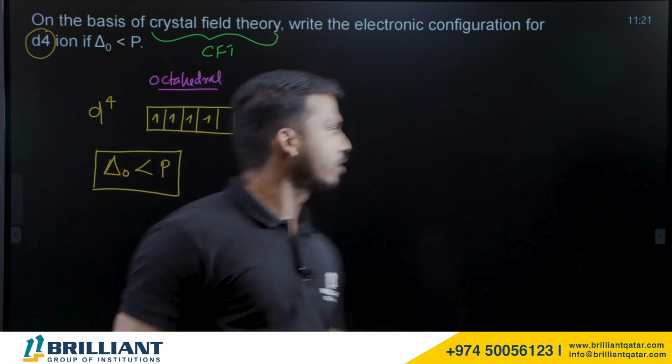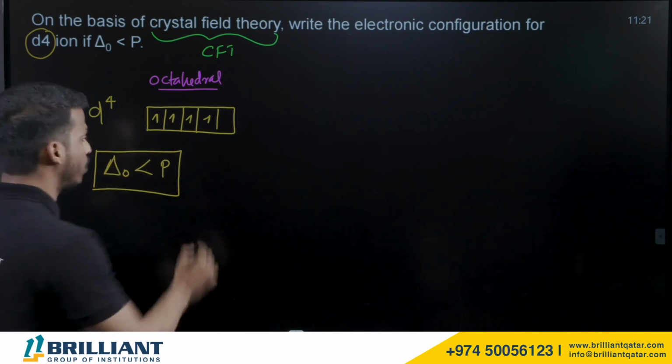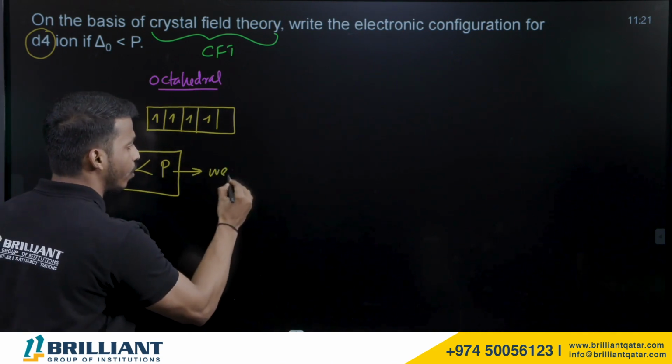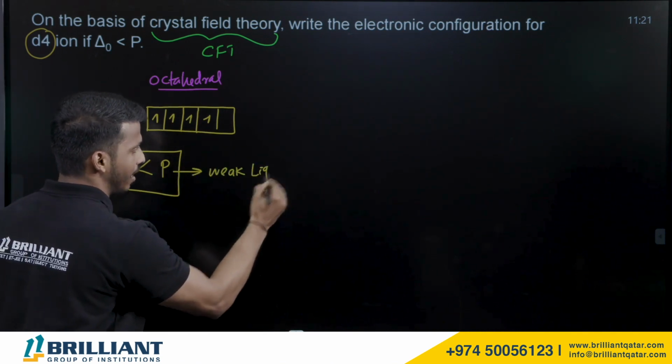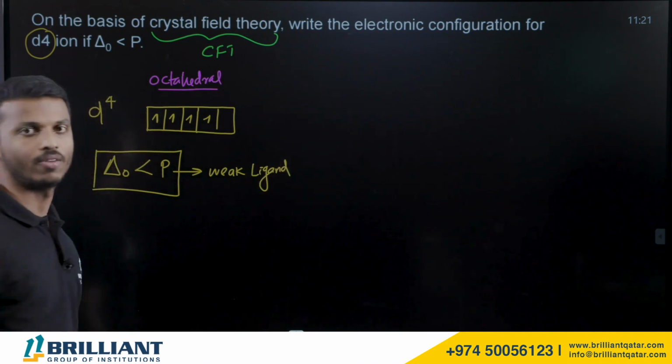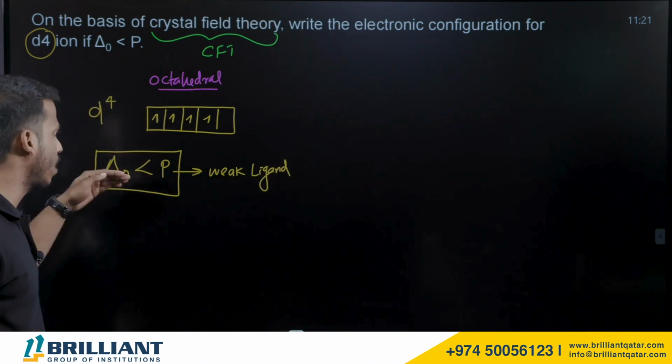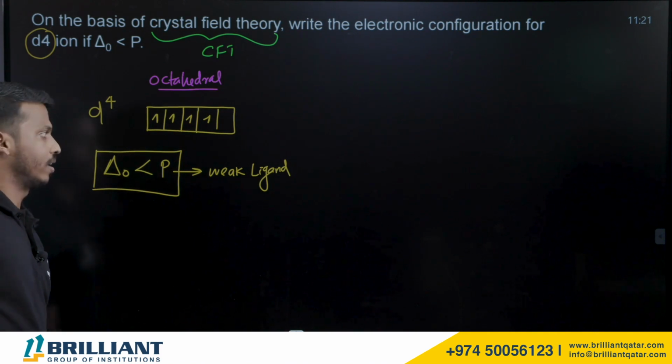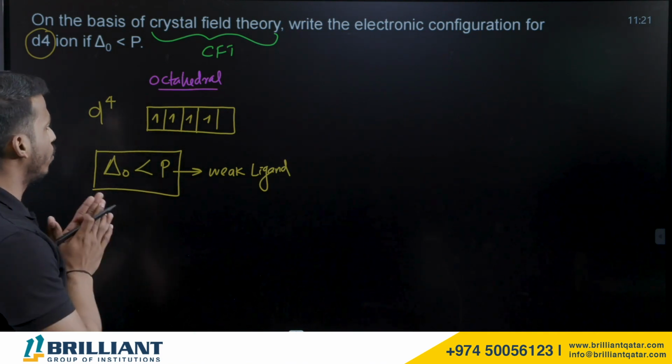Delta O greater. So here delta O lesser, which means they are indirectly giving you the idea there is a weak ligand. Careful, all of you. There is a weak ligand. Okay. Delta O lesser means there is a weak ligand. Clear? Now you go to the answer.